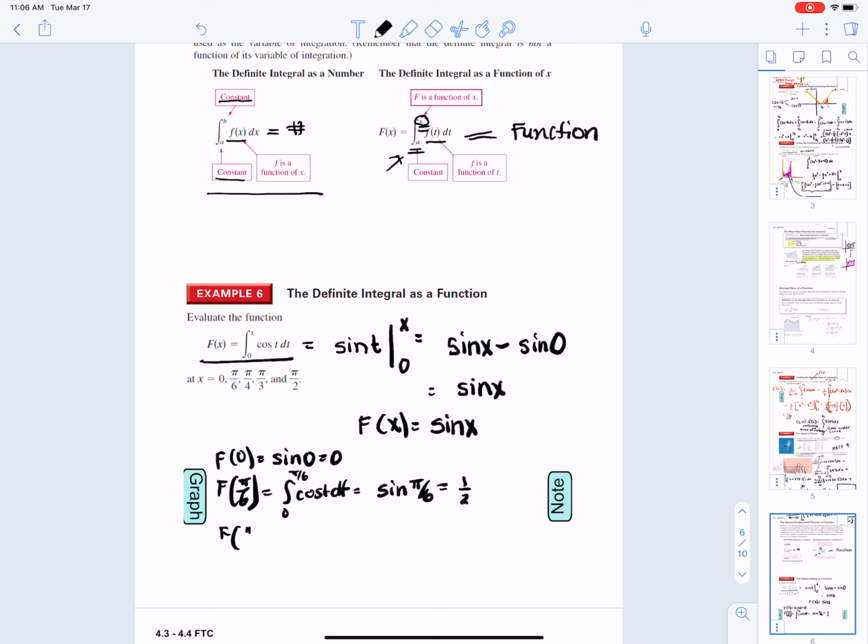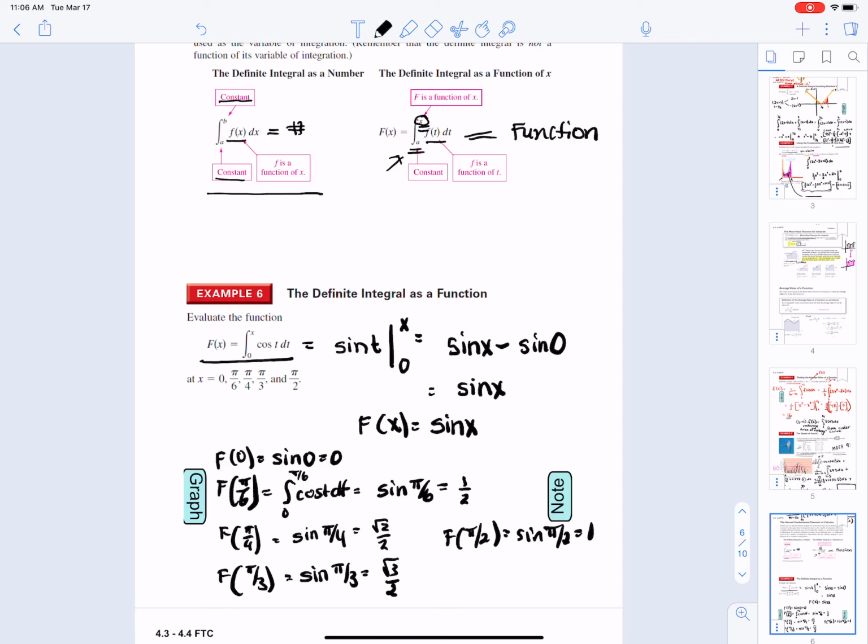F of pi over 4 would represent sine pi over 4, which is root 2 over 2. F of pi over 3 would represent sine pi over 3, which is root 3 over 2. And f of pi over 2 would represent sine pi over 2, which is 1.